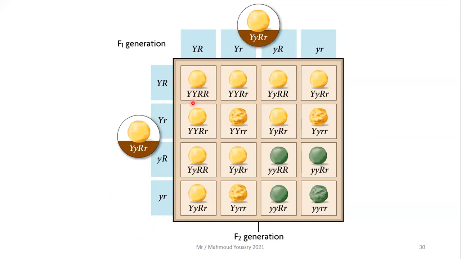As you can see, how many of the offspring have the yellow round seeds, with at least one dominant allele for each trait? 1, 2, 3, 4, 5, 6, 7, 8, and 9. This is the yellow round. And how many for the yellow wrinkled? 1, 2, 3. So this is the first 3. Then how many have green round seeds? 1, 2, 3. This is the second 3. And how many have green wrinkled seeds, with both traits recessive? 1. So this is the ratio 9:3:3:1.